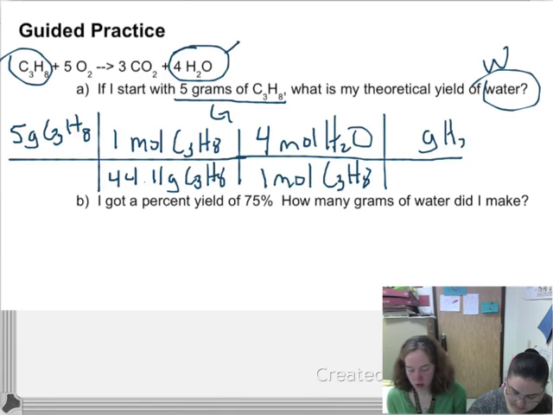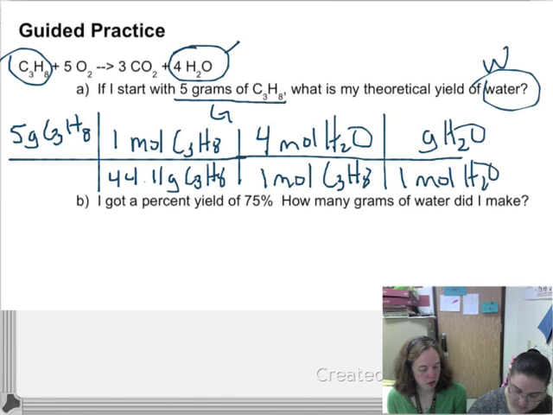So then we're going to use our molar mass again, so 18.02 over 1 mole. Definition of molar mass: mass of a mole.